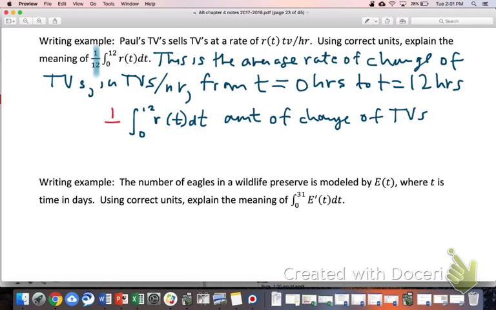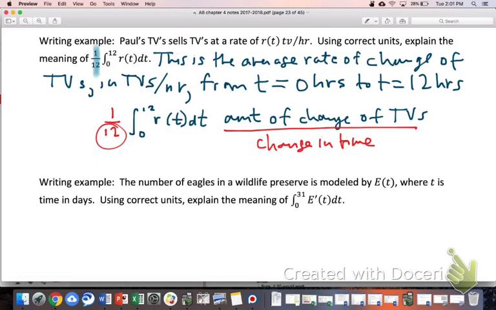But if we consider the fact that the 1/12 is there, and the 1/12 has units, here's what it looks like. The 12 came from 0 and 12, right? And what are the units on the 0 and the 12? Hours. And so this would be the amount of change of TVs over the change in time. I'm trying to color code this to make sense. Do you see it? If you've got the amount of change of TVs over the change in time, that's the average rate of the TVs being sold from this place.